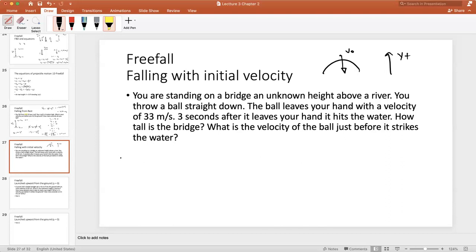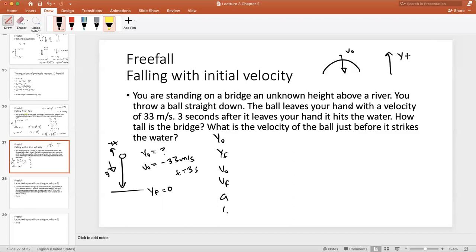It's useful. So what we have here is, again, now we're going to say y final is 0 at the water, and y initial is unknown. It's at the height of the bridge. We know that v initial is minus 33 meters per second, and we know that time is 3 seconds. And we know, again, that g is down and y is positive up. It's useful to always put that. So y initial, y final, v initial, v final, a and t, and again, minus g. We know this is 0. We don't know any of this other stuff.